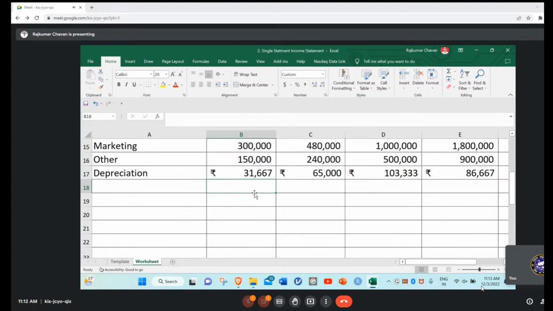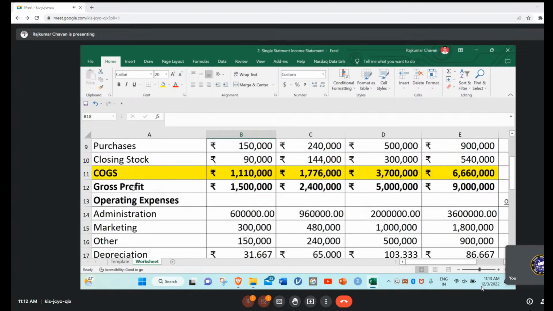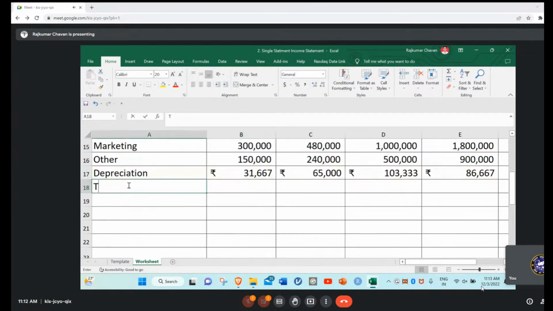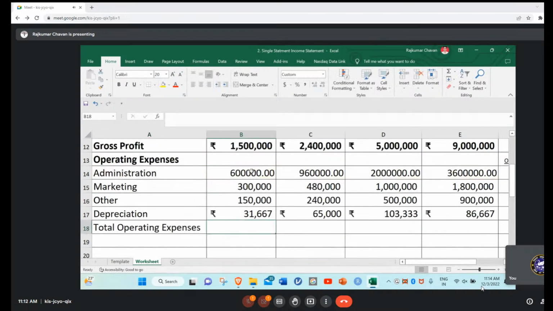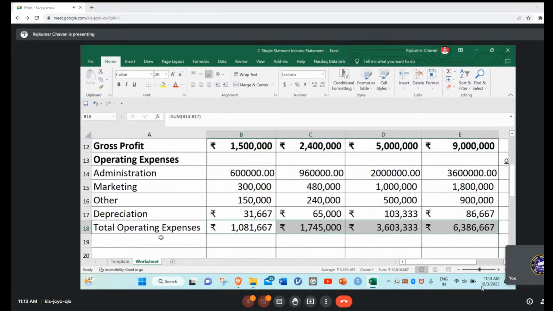Now depreciation is done. Now can we calculate EBIT? So let us calculate now EBIT, total gross profit minus operating expenses. But before that we'll take the total of what? Operating expenses. How to take total of operating expenses? We have to type sum is equal to, open the bracket, take the total of administration, marketing, other and depreciation. Total will take all the expenses. You will get 10,81,667. So this is the total expenses. Just drag it on the right side. So you'll get the total operating expenses.